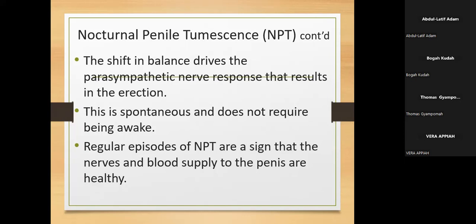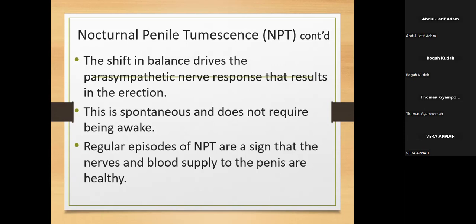So what it means, therefore, is that if there's a doctor treating somebody for erectile dysfunction, and the person says that in the night, sometimes I wake up and I have an erection, but when I want to have sex with my partner I cannot, it means that the cause is likely to be psychological rather than physiological. Physiologically, the person can have nocturnal penile tumescence. In that state, it is not under your control of sexual arousal or anything.